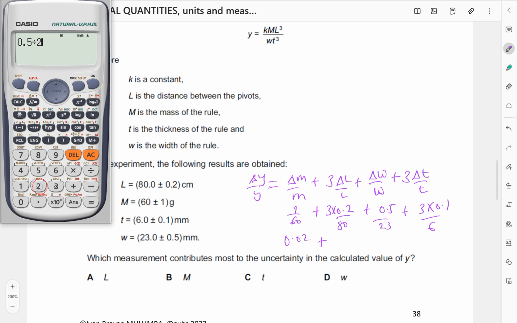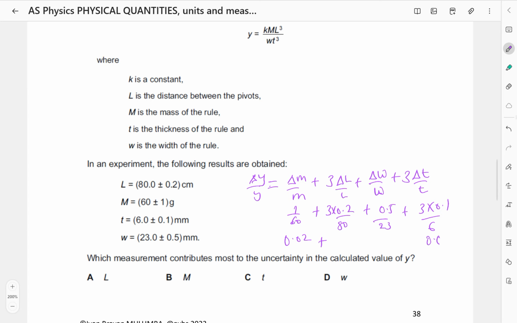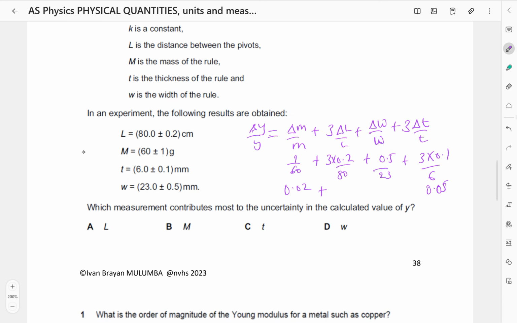0.5 divided by 23 is approximately 0.02. Let me check the last one. 3 times 0.1 divided by 6 is 0.05. So this is the biggest, 0.05. So that means the answer is going to be T. T contributes most because its fractional uncertainty is bigger.